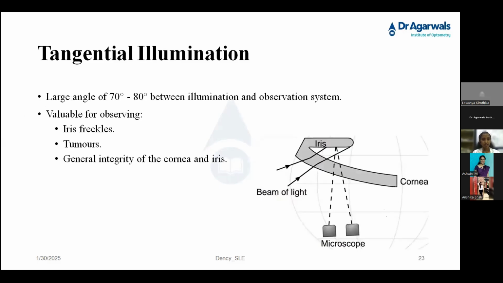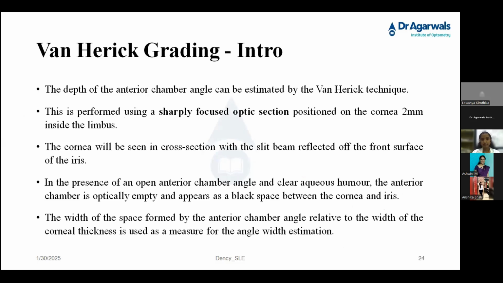Tangential illumination. A large angle of 70° to 80° between the illumination and observation systems. We can observe iris fracture, tumors, and the general integrity of the cornea and iris.